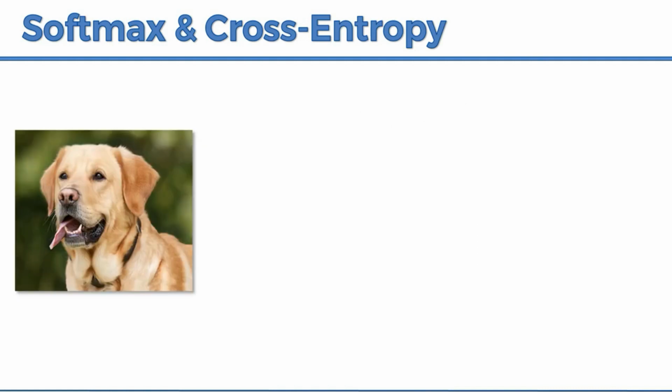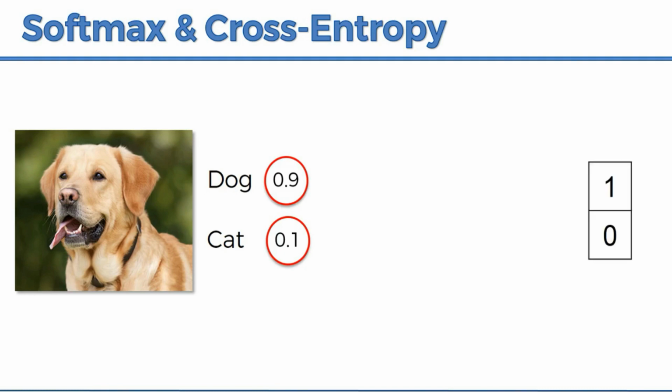Let's say we've put an image of a dog into our network. The predicted value for dog is 0.9, and this is during the training, so we know the label that it is a dog. The predicted value for cat is 0.1. Then here we have the label: 1 for dog, 0 for cat.